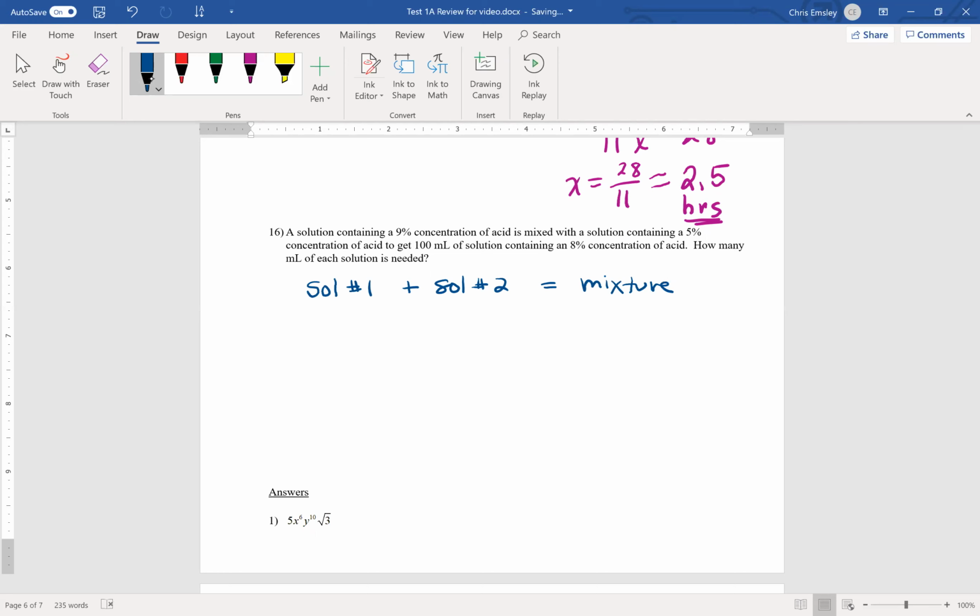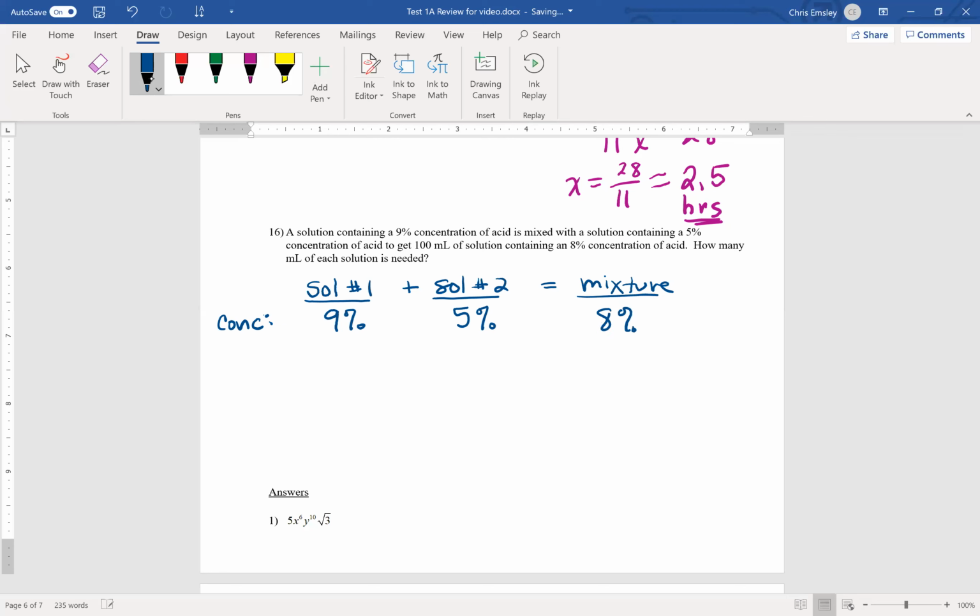So the first thing I want to take a look at is what is the concentration of each one of these ingredients, okay? Solution number 1, it tells us right there, has a 9% concentration. The 9% concentration is mixed with a solution containing 5% concentration. So that's the concentration of our second solution. And we mix those together to get 100 milliliters of a solution containing an 8% concentration. So just sort those numbers, okay, the concentrations of each.